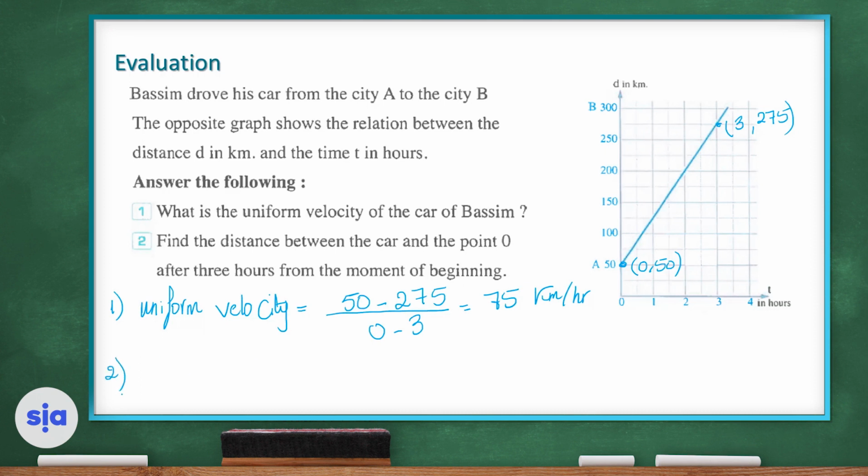Requirement number 2: how can we find the distance between the car and the point 0 after 3 hours from the moment of the beginning? So we're going to go from point 3 all the way up until we reach the line, and we check where we touch it on the y-axis. So for requirement number 2, the distance is 275 kilometers.